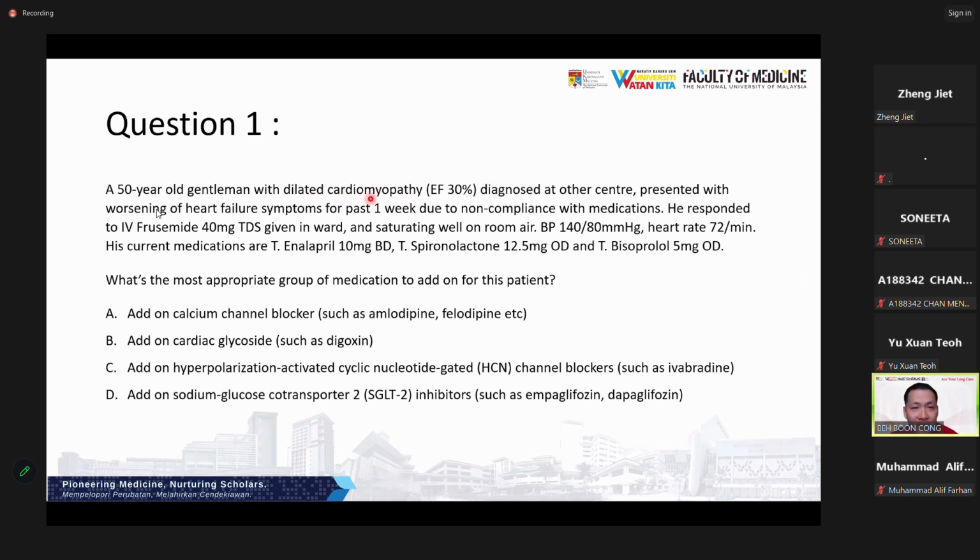Because of the heart failure. So this patient has dilated cardiomyopathy, right? EF is 30%, so he's categorized under heart failure with reduced EF, less than 40%. When you have less than 40%, you need the four pillars, remember? The patient already had worsening of heart failure, requiring IV Lasix, and was decongested in the ward. Now he's already on Entresto, your ACE/ARNI, spironolactone, which is your MRA, and bisoprolol, a beta blocker, and his BP and heart rate are also quite okay. So the next thing to start is your SGLT2.